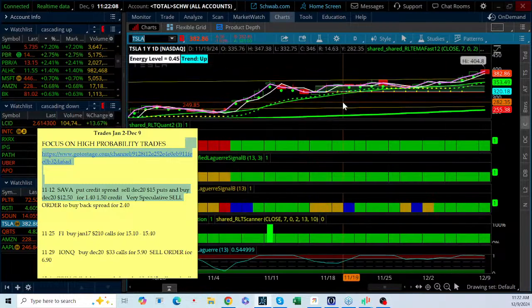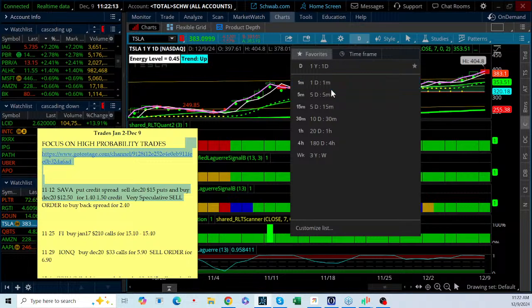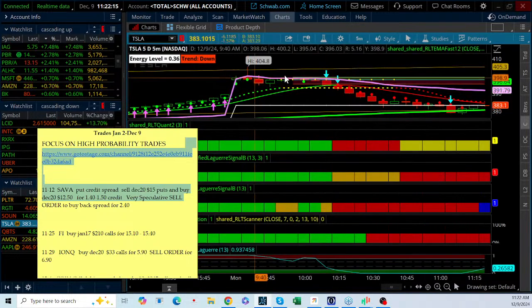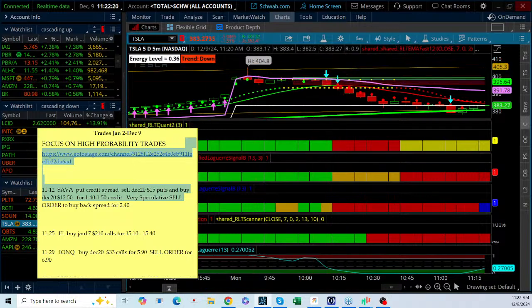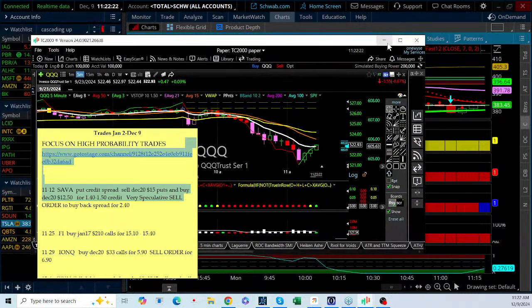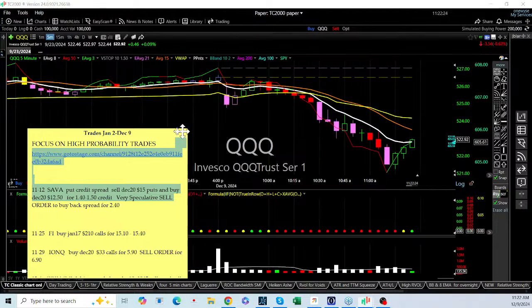It's a nice breakout, but it pulled back pretty hard on the 5-minute chart. If you look at it, you're gonna see the nice break here, and then it's pulled right back down again. But again, I'm going to give it a little bit of time, because if I look at my TC2000 chart on Tesla, I'll show you what I mean.